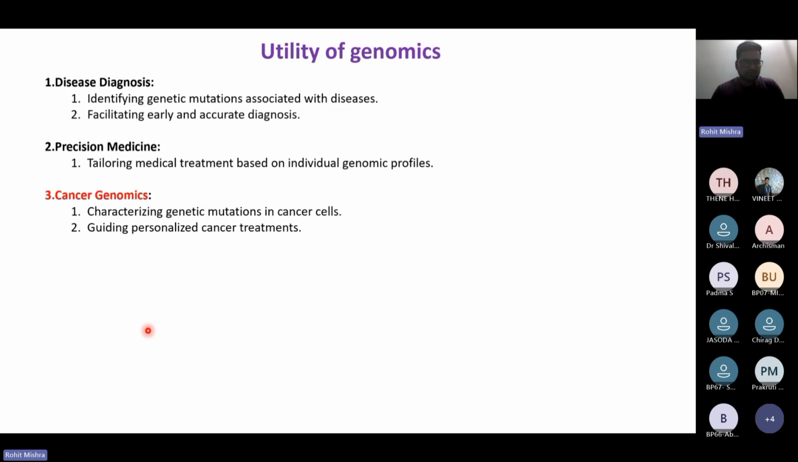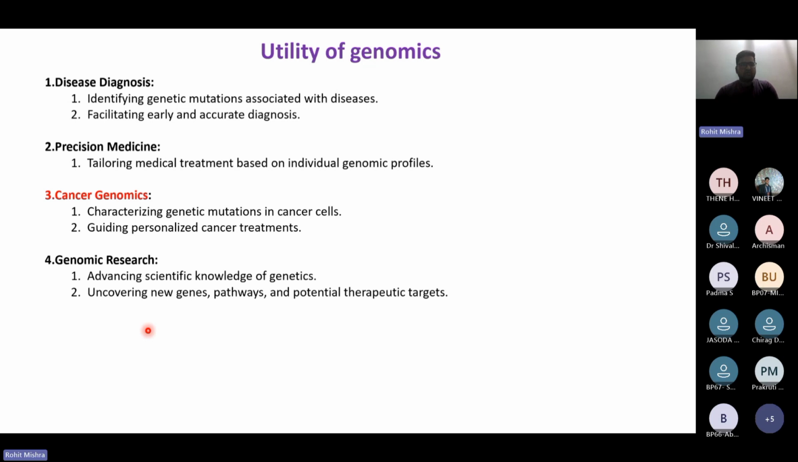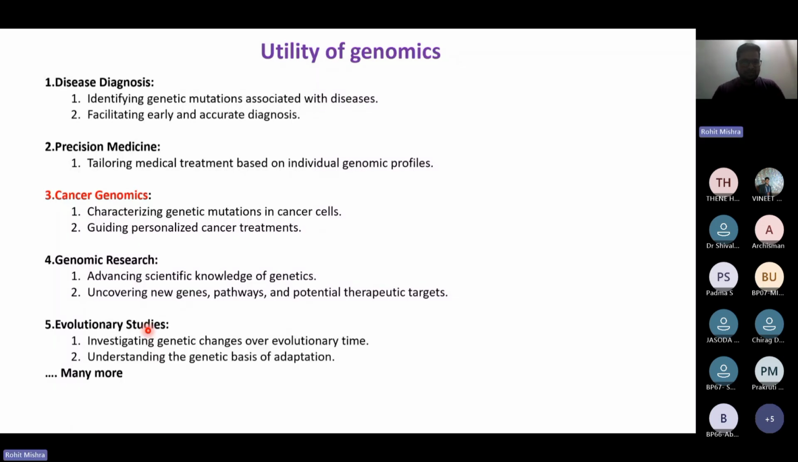Third, which is today's topic, is cancer genomics, that is, characterizing genetic mutations present in cancer cells, and the several personalized treatments which can be provided to cancer patients. Genomics also plays a very important role in research, because it can help us advance our information about genetics and uncover different genes, pathways, and potential therapeutic targets. The last point is that genomics plays an important role in evolutionary studies, that is, investigating genetic changes over evolutionary time and understanding the genetic basis of adaptation. So now we are clear with genomics.